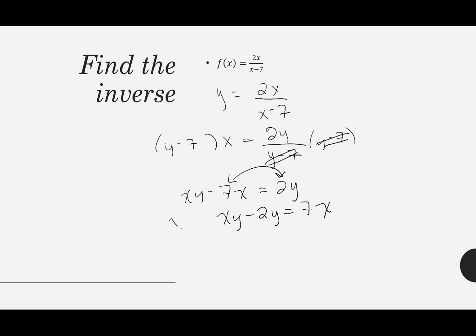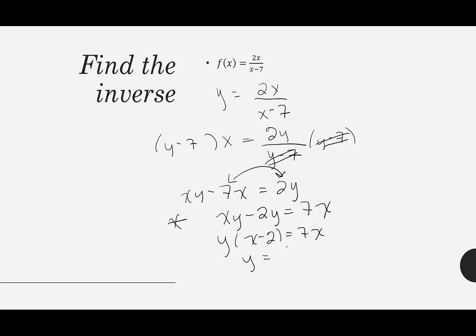The big thing, important step here, is factor out the y. So I have y times x minus 2 is 7x. This is important because we went from 2 y's down to 1 y. So when you have multiple y's and you're trying to solve, you have to factor somewhere. But then that means that we're almost done.